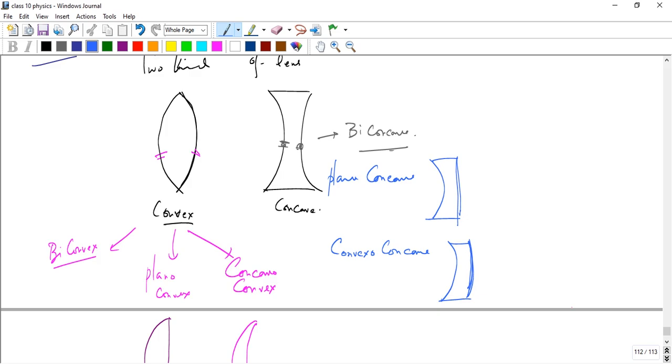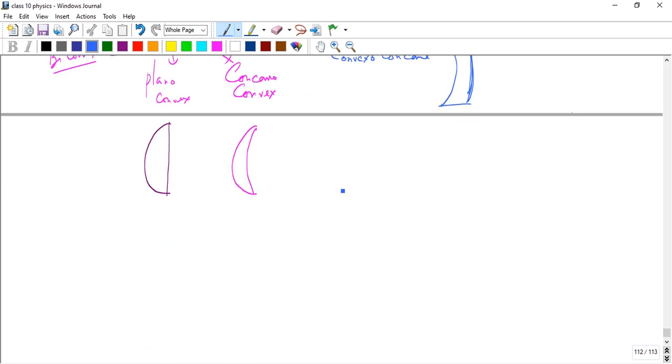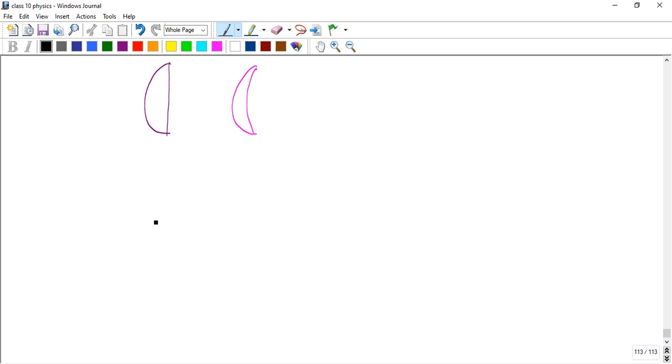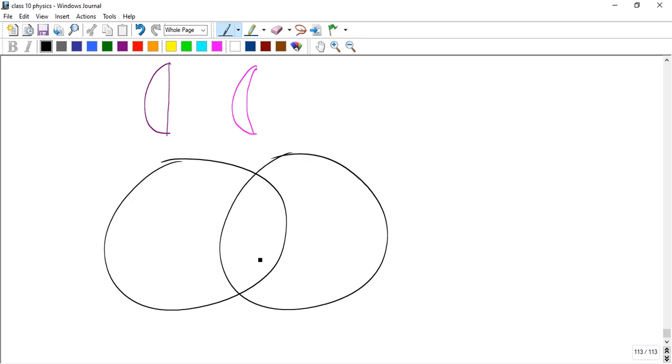Now we discuss some basic technical terms related to lens. How do we get these types of convex and concave lenses? There is a sphere, and there is another sphere. These two spheres are overlapping here. This overlapping region looks like this.